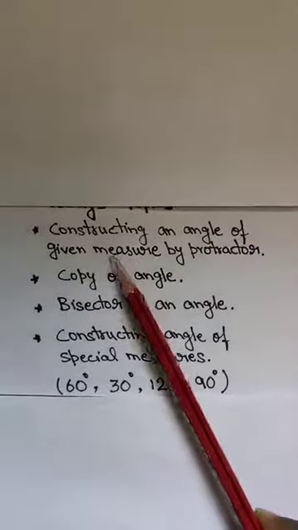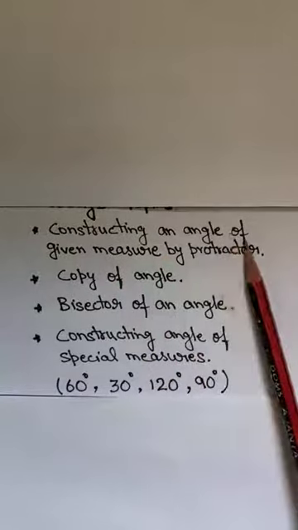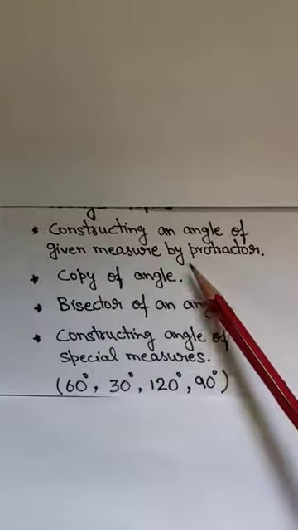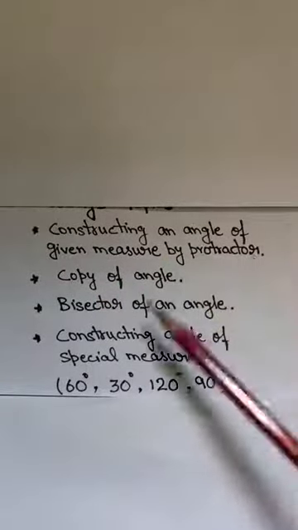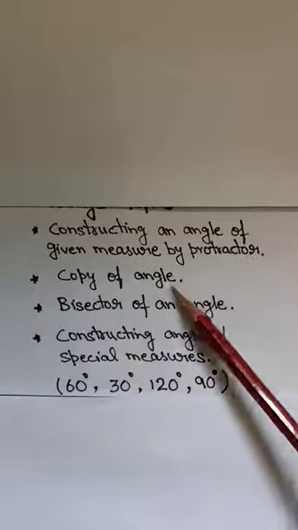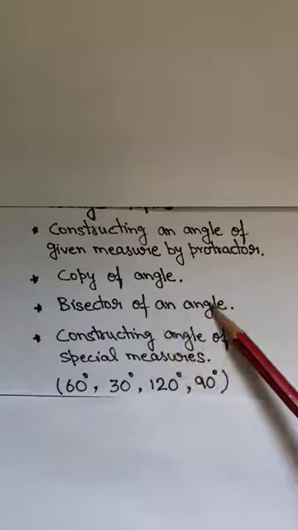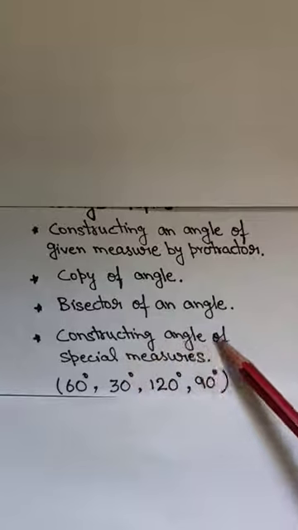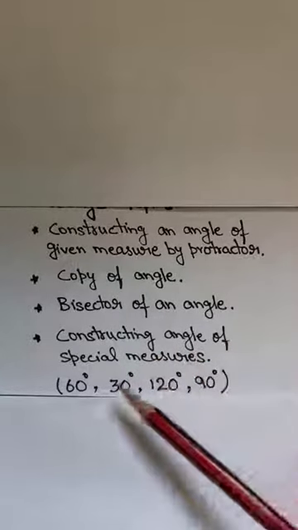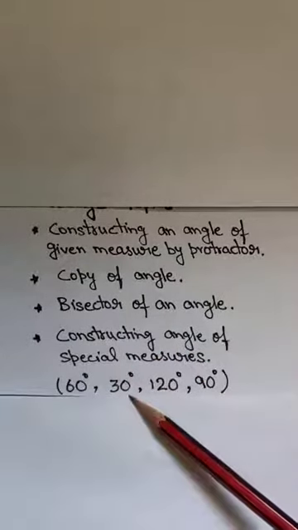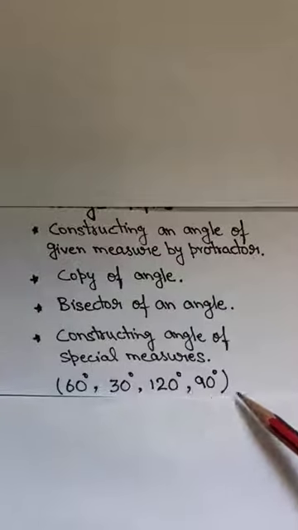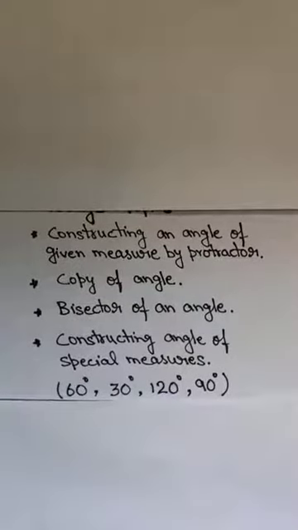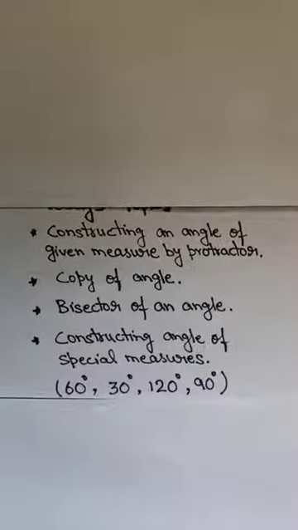After that, constructing an angle of given measures by protractor, then copy of angle, bisector of an angle, and constructing angles of special measures such as 60 degree, 30 degree, 120 degree, 90 degree. All these concepts we have done in this chapter, which we are going to revise today.